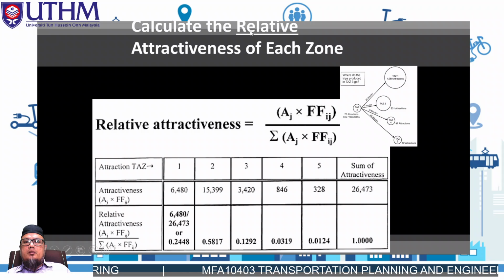Okay, to calculate the relative attractiveness of each zone. Previously, we just calculated attractiveness. This one is relative, which is A multiplied by FF divided by the summation of A multiplied by FF. So again, we just obtain the value of attractiveness from the previous calculations. So now we want to calculate the relative attractiveness. Just divide the attractiveness by the summation of the attractiveness, which is 26,473. So now we obtain the value for relative attractiveness.